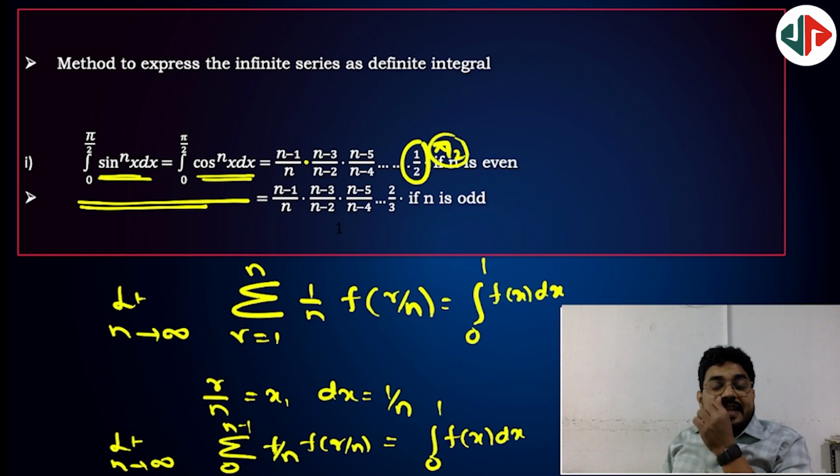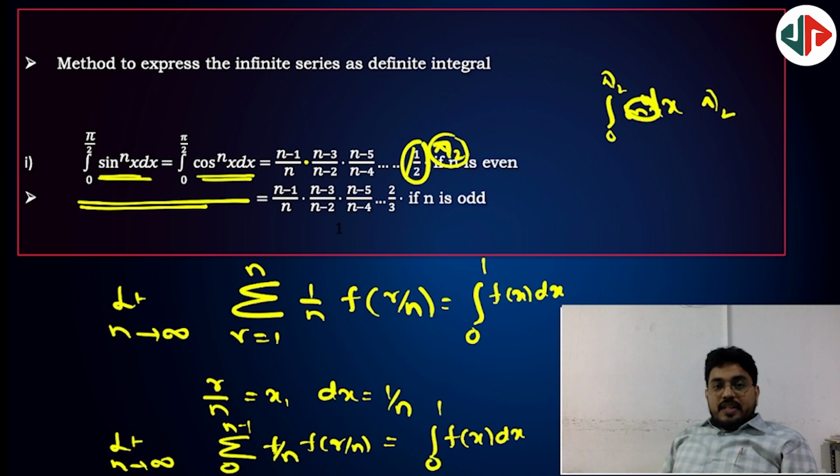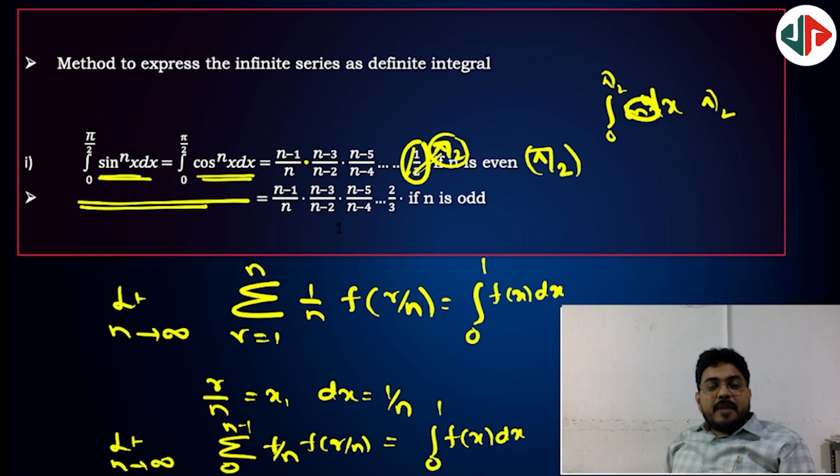Because if n is even, finally you are going to get I naught. So I naught means integral 0 to pi by 2 of sin^0 x dx. This means you will be getting dx, so pi by 2 will come. So you keep on writing this value, and finally you need to write pi by 2. If n is odd, you keep on writing whatever value you are going to get; you can keep it there itself. Only when n is even, pi by 2 is going to come.